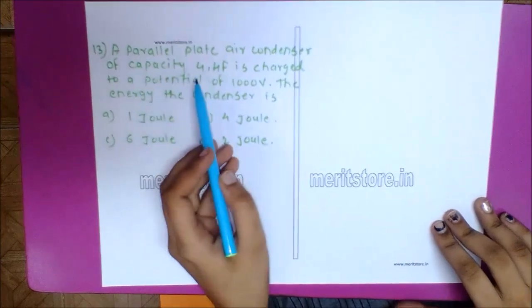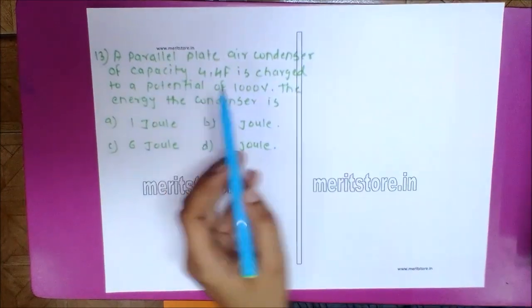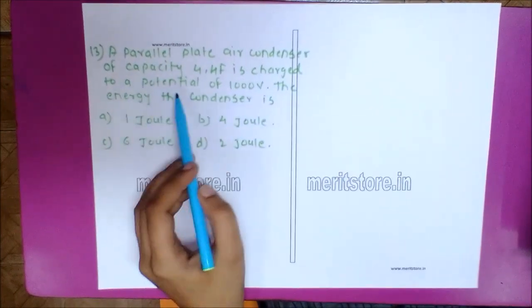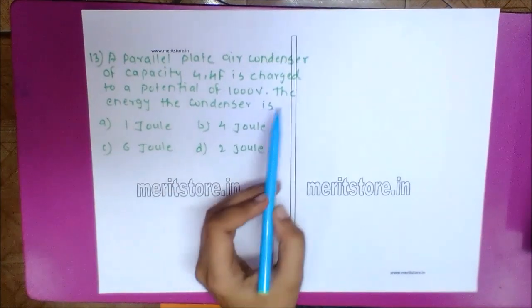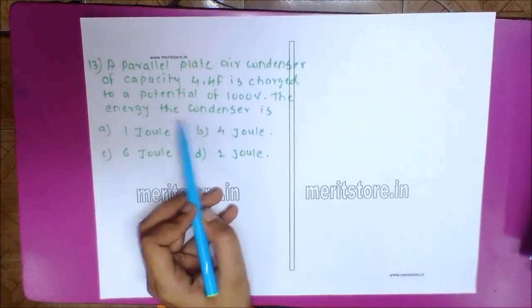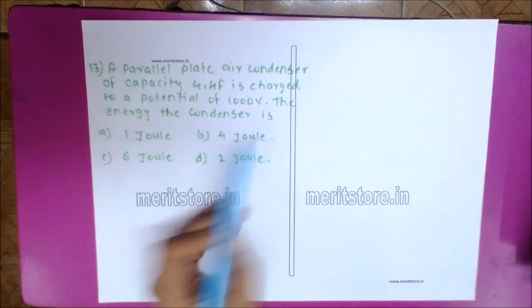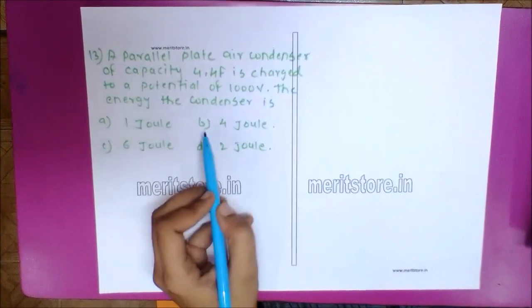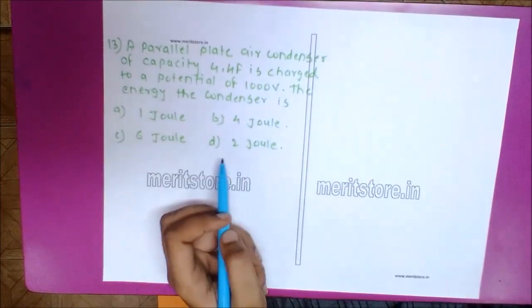A condenser of capacity 4 mu F is charged to a potential of 1000 volts. The energy of the condenser is A 1 joule, B 4 joule, C 6 joule, D 2 joule.